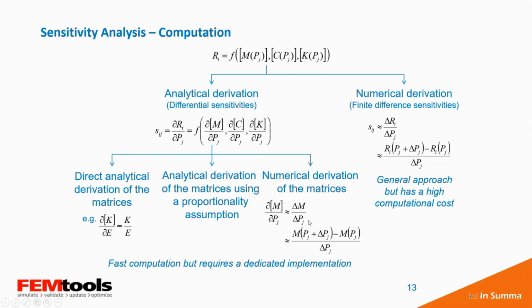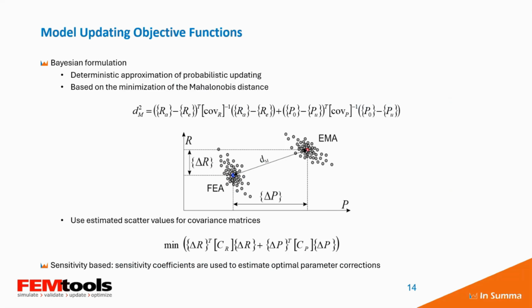So here you see that the derivation of the mass matrix or the derivation of the stiffness matrix can be done in an analytical or in a finite difference way. So this leads to 4 approaches, as you can see. These are all included in FEMtools, and the fastest computational method will automatically be chosen by the software.